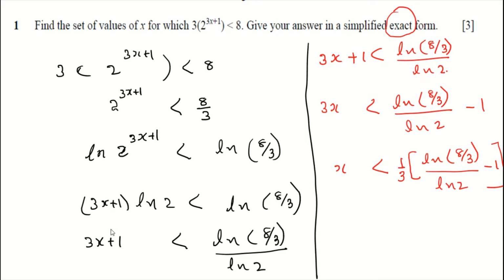Now what we want is x. So we isolate 3x plus 1 here and divide both sides by ln 2, then the ln 2 goes to the other side. Therefore, which will result as 3x plus 1 less than ln of 8 over 3 divided by ln 2.